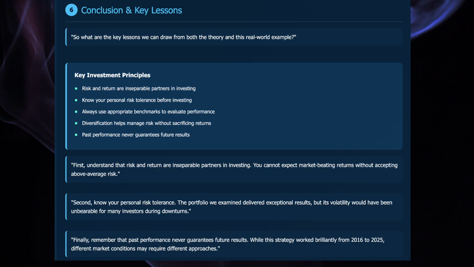Third, always use appropriate benchmarks. Without comparing to the NASDAQ or S&P 500, you might not realize how much risk was actually taken to achieve those returns. Finally, remember that past performance never guarantees future results. While this strategy worked brilliantly from 2016 to 2025, different market conditions may require different approaches.